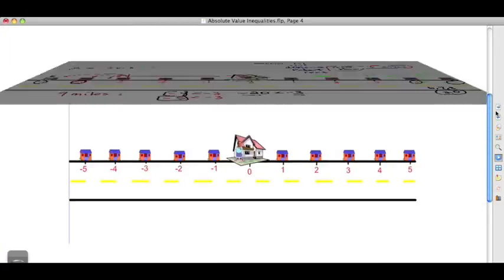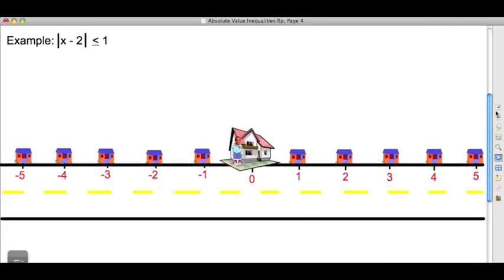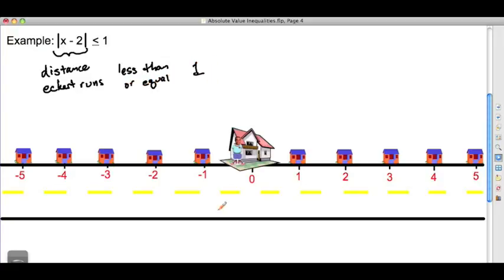I'll go through it step by step. Okay, the absolute value of x minus 2 is less than or equal to 1. The distance Eckert runs is less than or equal to 1. Okay? Distance Eckert runs is less than or equal to 1.